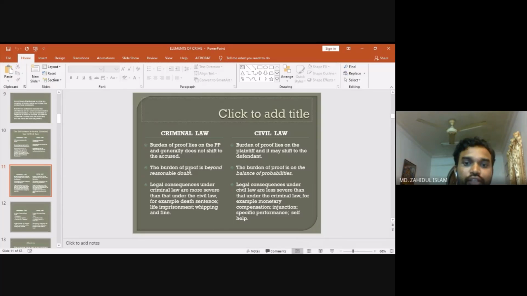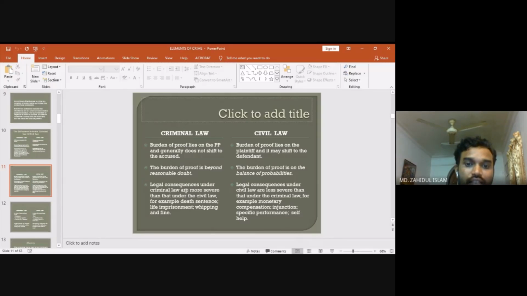In criminal law, the standard of proof is beyond reasonable doubt. You have to prove beyond reasonable doubt in criminal law. In civil law, the standard of proof is on the balance of probability.